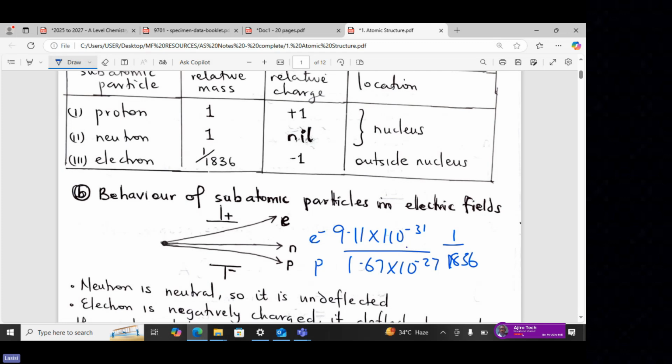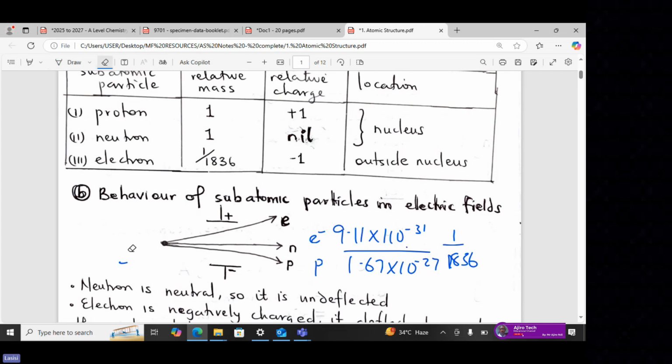Now let me ask you this. What if you say proton has a mass of 1836? What will the mass of electron be? Exactly, 1. Can you answer now? So a proton is 1,836 times as heavy compared to what? An electron. Is that okay?